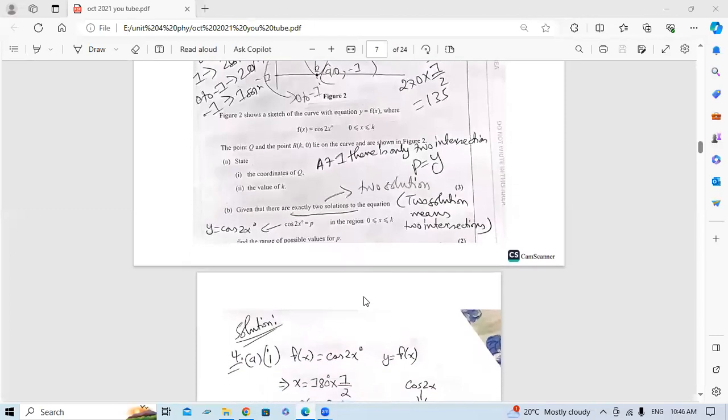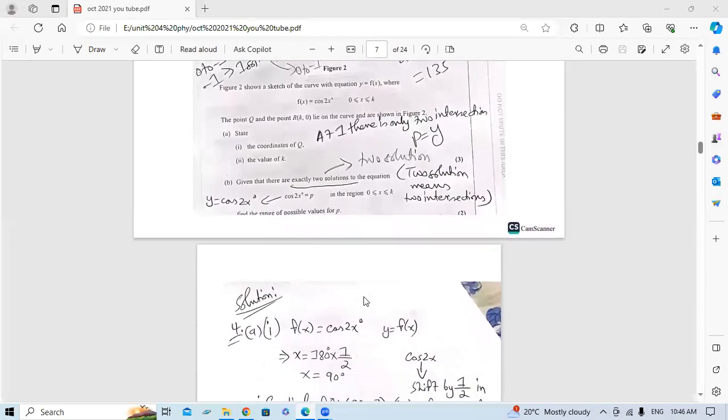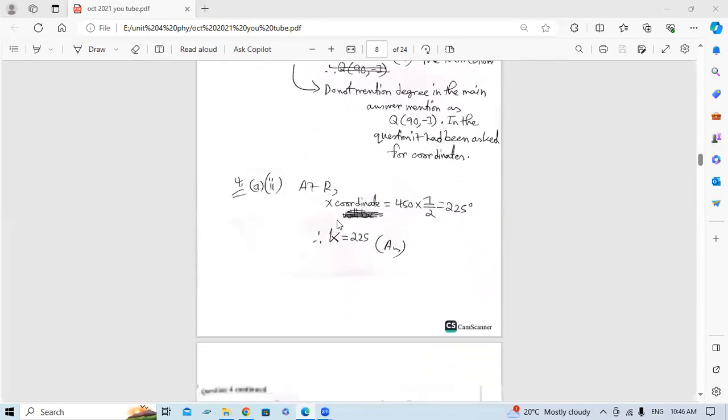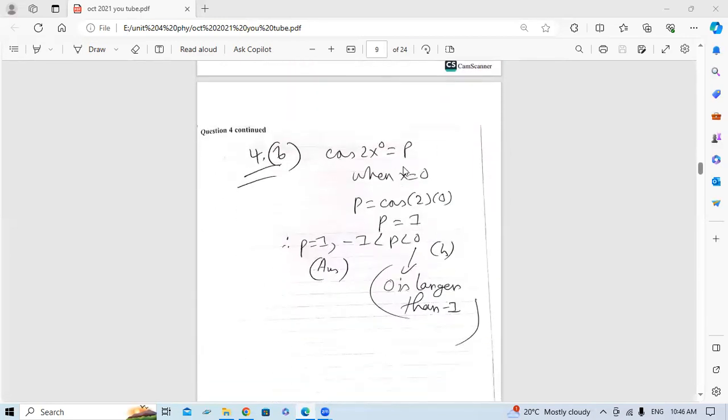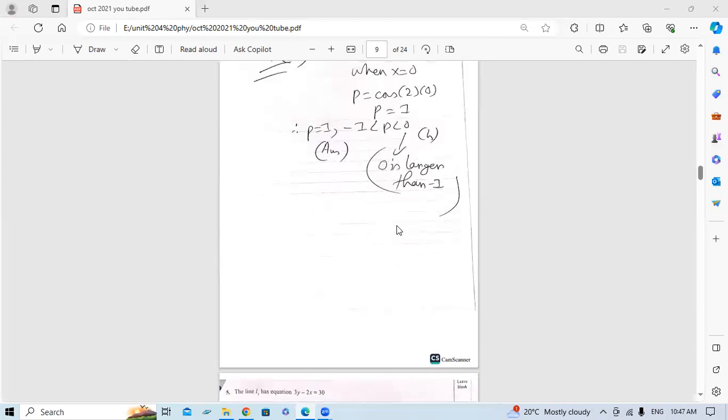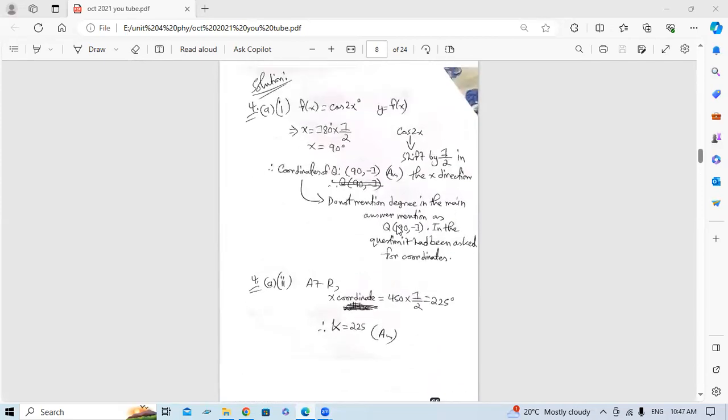Given that there are exactly two solutions to the equation cos 2x degrees equals p in the region 0 less than or equal to x less than or equal to k, find the range of possible values for p. Cos 2x degrees equals p when x equals 0, p will be cos 2 into 0, p equals 1. And the range will be minus 1 less than p less than or equal to 0. 0 is larger than minus 1, we all know that. So the 4B answer is this. And this is 4A1. You may take a screenshot if you need so.